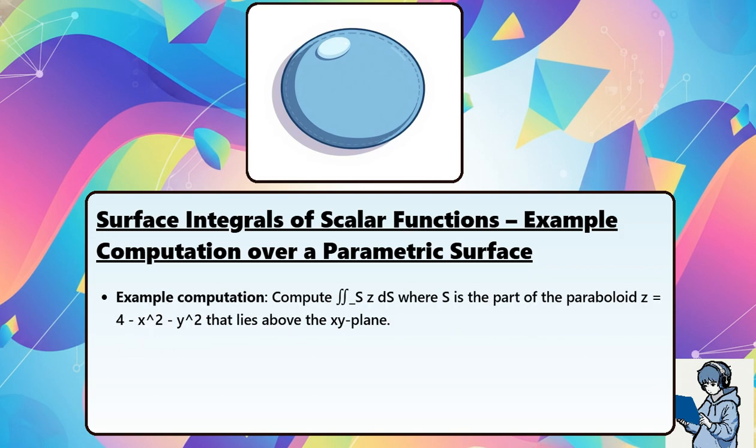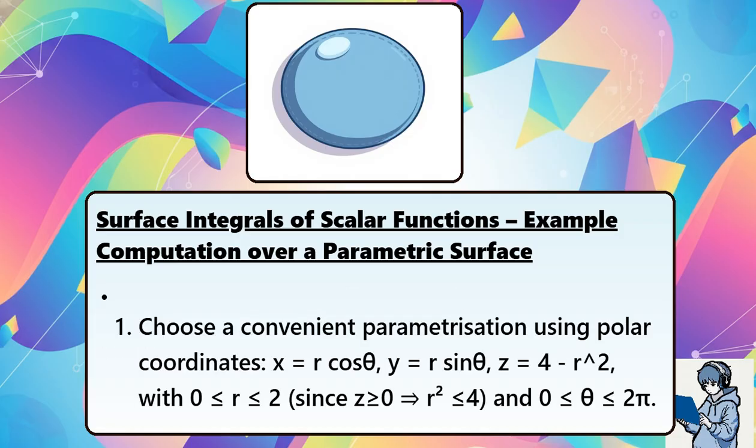Example computation. Compute the surface integral of z dS over S, where S is the part of the paraboloid z equals 4 minus x squared minus y squared that lies above the xy plane. Step 1. Choose a convenient parametrization using polar coordinates: x equals r cos theta, y equals r sin theta, z equals 4 minus r squared, with r ranging from 0 to 2 since z greater than or equal to 0 implies r squared less than or equal to 4, and theta ranging from 0 to 2 pi.